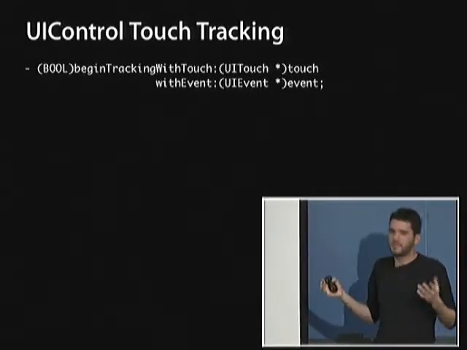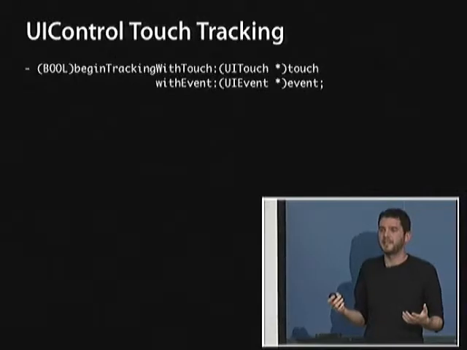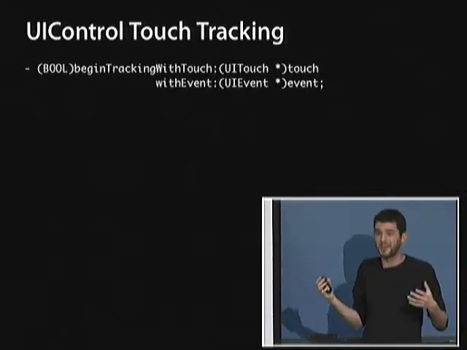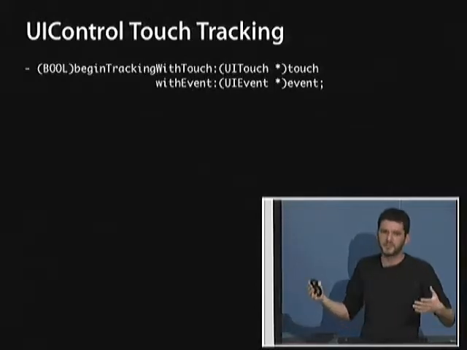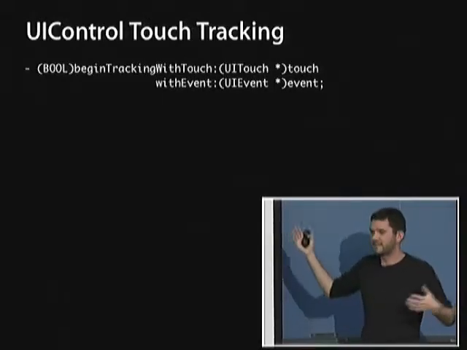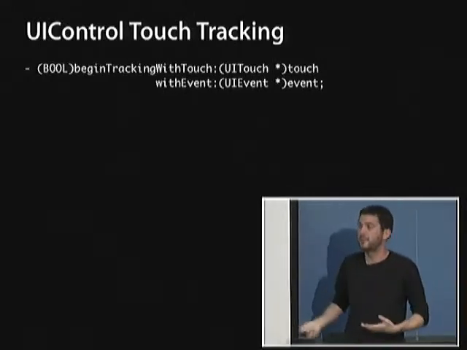They're pretty much called directly from touches began, moved, and ended, but they'll just pass you a single touch, and it's just a convenient override point. So if you subclass UI control, you don't have to subclass touches began, moved, and ended, since UI control is going to be doing stuff in there. You can subclass these instead and implement your own touch tracking there.